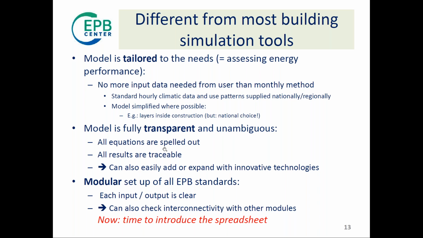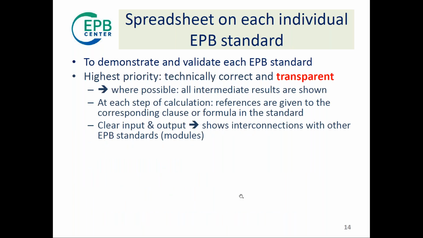And the model is fully transparent and unambiguous, so all the equations are spelled out, all the results are traceable, which means that you can also easily add or expand the model with innovative technologies. And it's part of the modular setup of all EPB standards, which means that the input and output is clear and linked to other standards. So you can also check the interconnectivity with other modules. So now it's about time to show something on the spreadsheet.